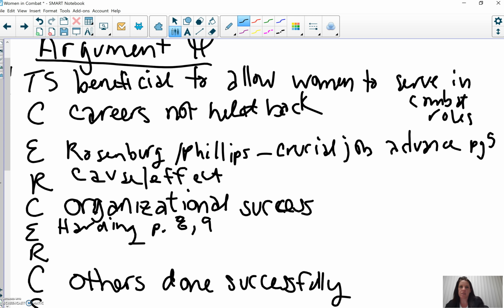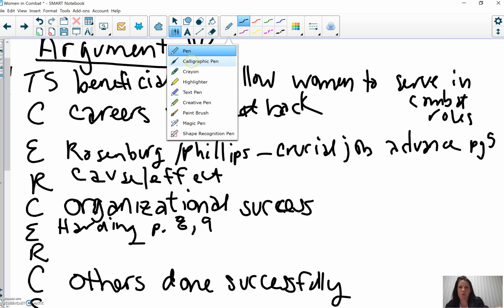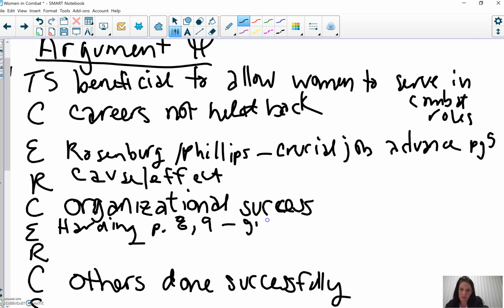Sorry, that's so messy. It's kind of hard to write on this. Let me see if I can make it smaller. No, I guess that's the smallest it is. And then I'm going to talk about that group intelligence, and communication is better.